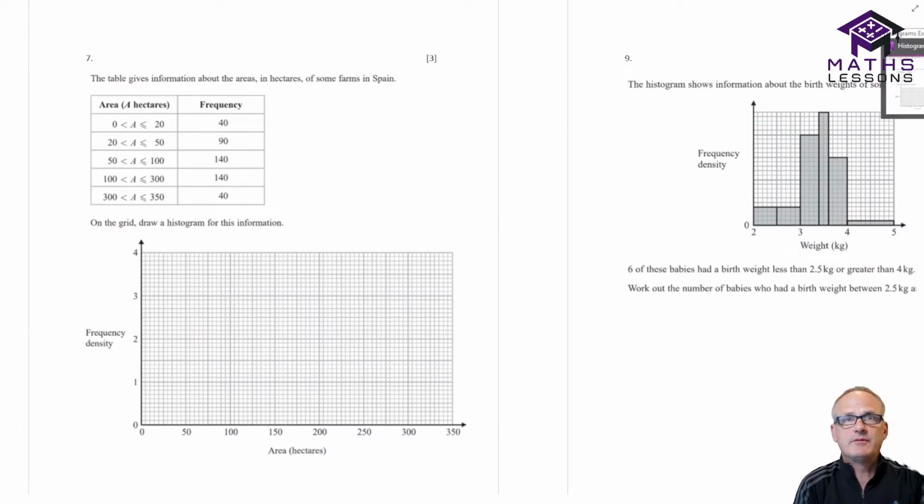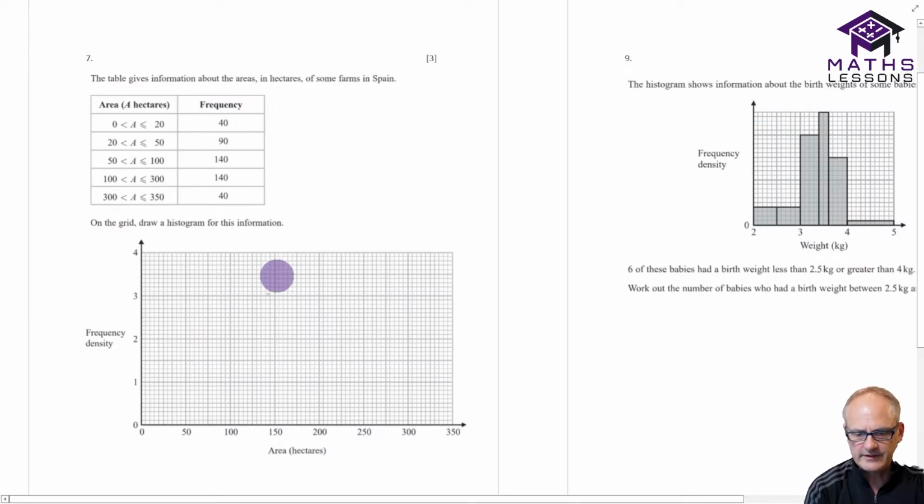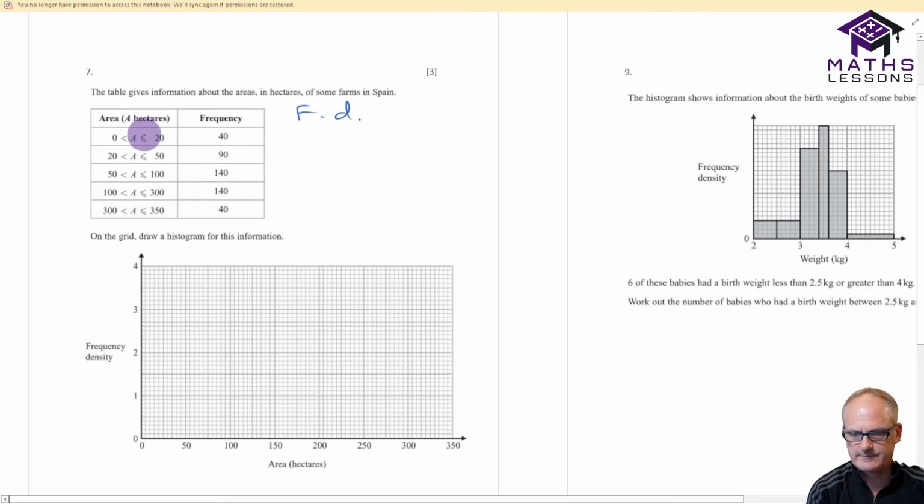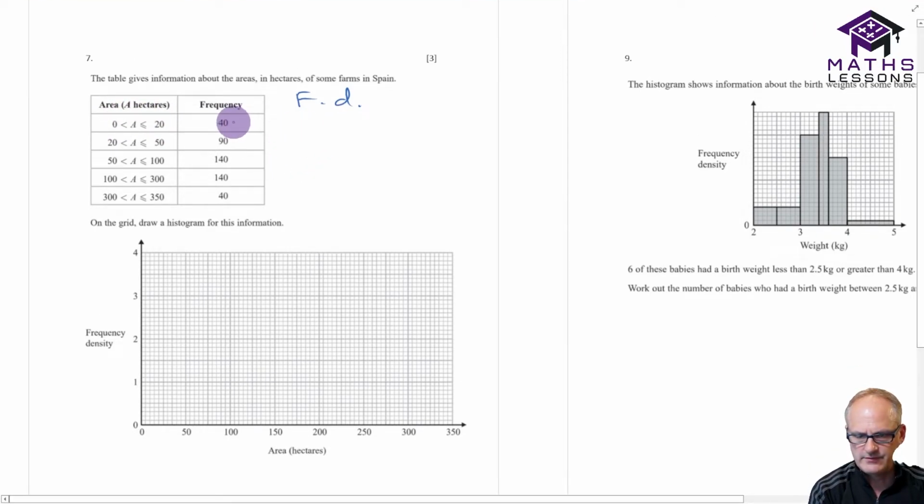Right, we're going to look at a couple of exam questions now. This one's a straightforward one. We basically only have to draw the histogram. So we need our frequency density. And remember, the frequency density is equal to the frequency divided by the class width. So frequency divided by class width will give me 2. 40 divided by 20 is 2.